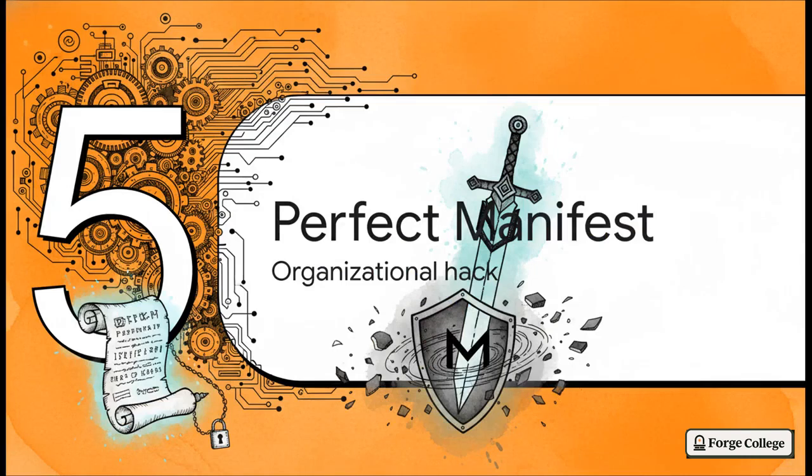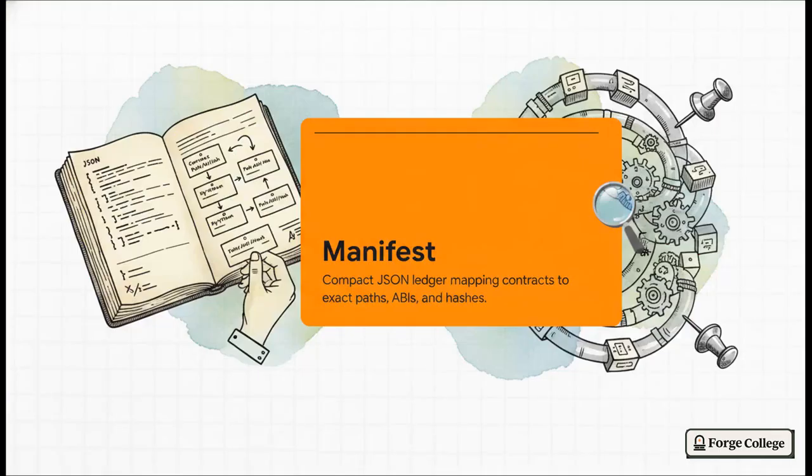And that brings us to Section 5, building the perfect manifest. This is the ultimate organizational hack, and frankly, it is your absolute magic weapon against all that local environment chaos. So what exactly is this manifest we keep talking about? Think of it as a really compact, version-controlled JSON ledger. Instead of storing the entire heavy blueprint, you're just storing a simple index card.